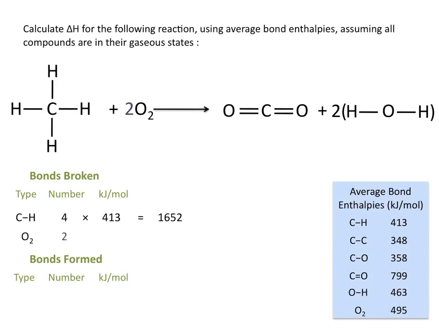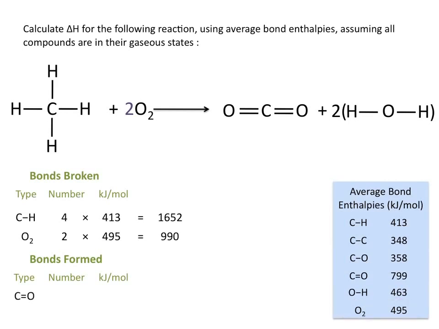Now the coefficient in front of O2 tells us that we have 2 moles of O2. And the average bond enthalpy to break the bond in a molecule of O2 is 495 kilojoules per mole. Now let's look at the bonds formed, and those would be the bonds on the product side. So you can kind of look at reactions as though you're breaking all the bonds on your reactant side in order to form individual atoms and then forming new bonds on your product side.